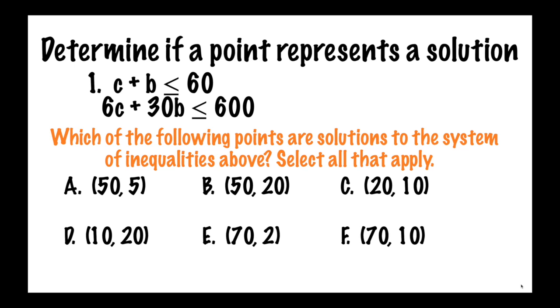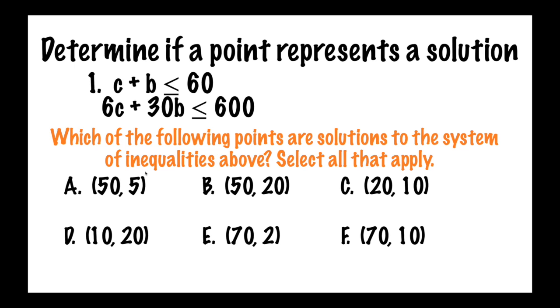In the first example, we're given two inequalities, and we want to determine which of the following points represent solutions to the systems. The first thing we want to do is decide which of the two inequalities is going to be the easiest to work with. And I would say definitely the top one is the easiest to work with. Now in the top one, it says that if I add the two numbers together, C and B, that they have to add up to be less than or equal to 60.